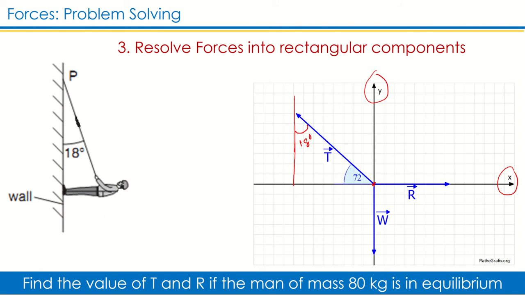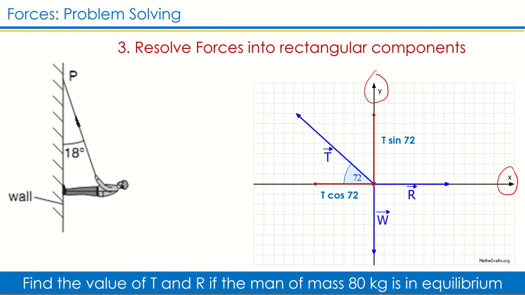It's up to you whether you consider the 72 or the 18. In both ways it works. So this is T sine 72, T cosine 72. For the other forces R and W, you don't need to make components because they are already along the axes. Any other force that is along the axis, you don't need to change into components.